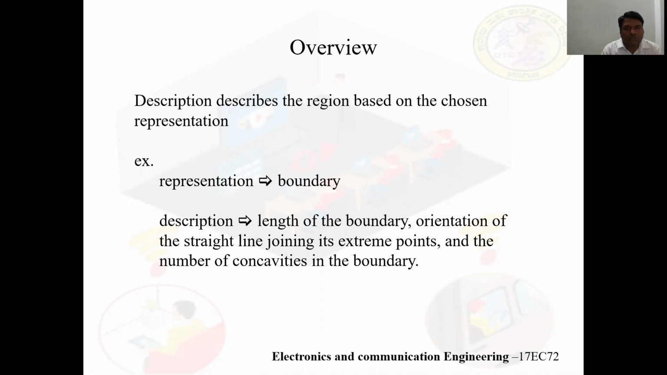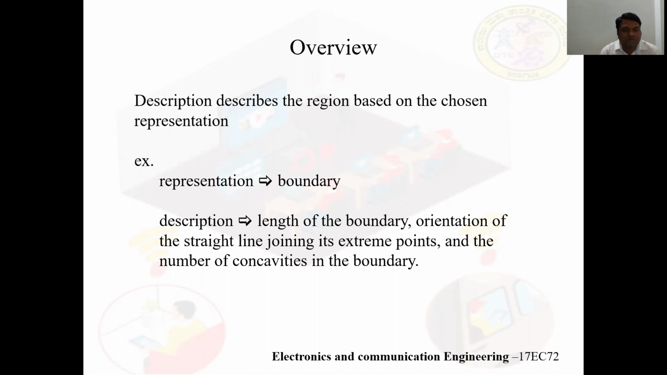So what to choose and when to choose? External representation is chosen when primary focus is on shape characteristics. Internal representation is chosen when primary focus is on regional properties such as color and texture. Sometimes it is necessary to choose both representations.